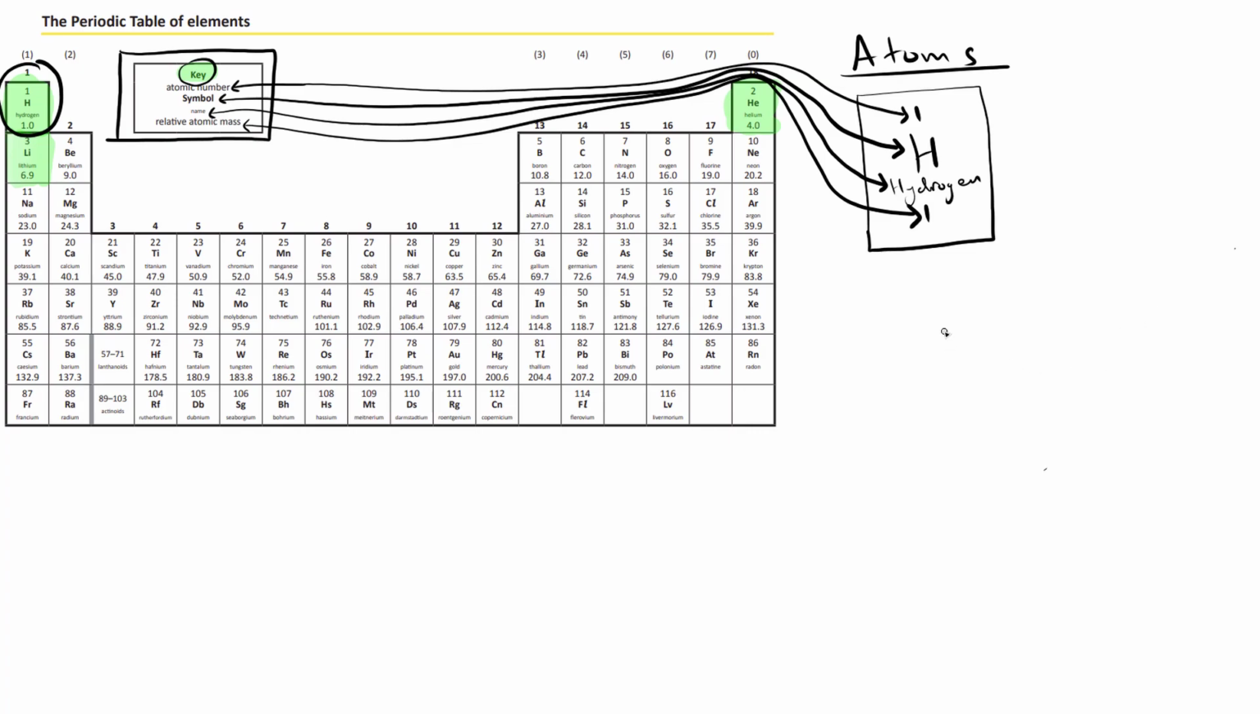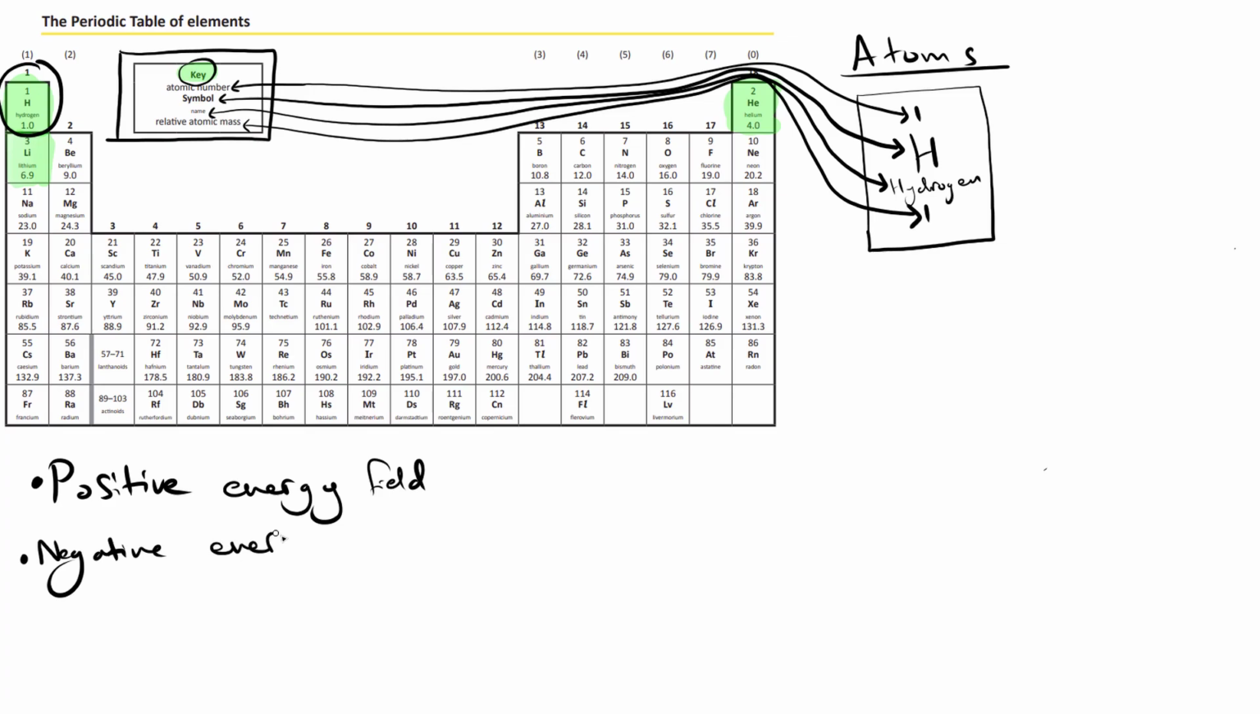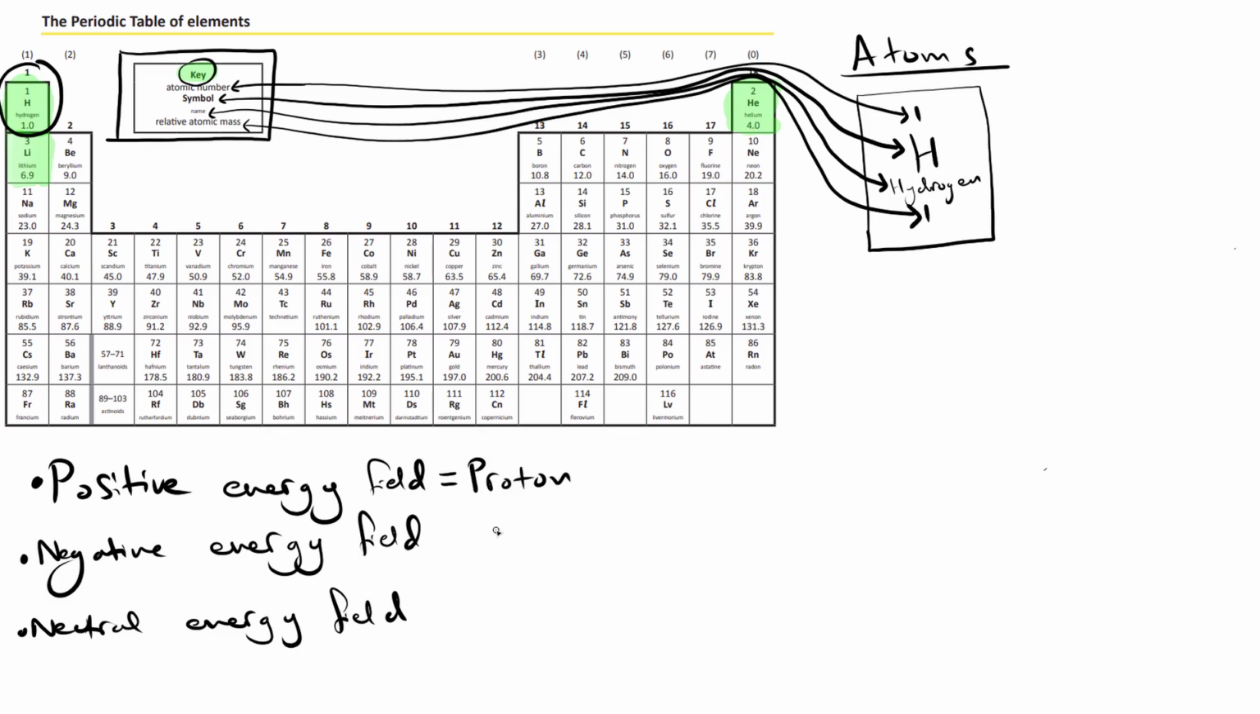Each one of these atoms is made up of 3 things. It's made up of a positive energy field, a negative energy field, and a neutral energy field. So the positive energy field is more commonly known as the proton. It has a positive energy. The negative energy field is known as the electron in English, and the neutral energy field is known as the neutron.